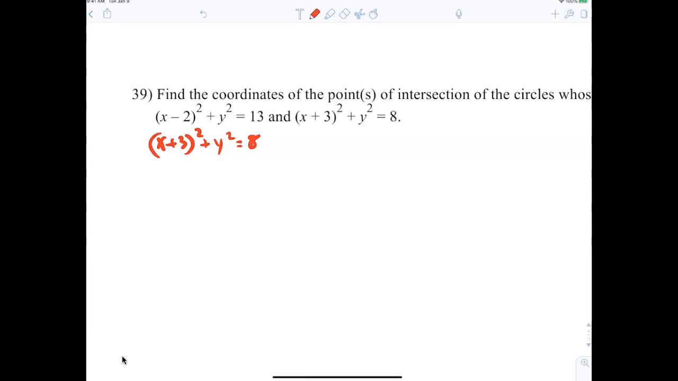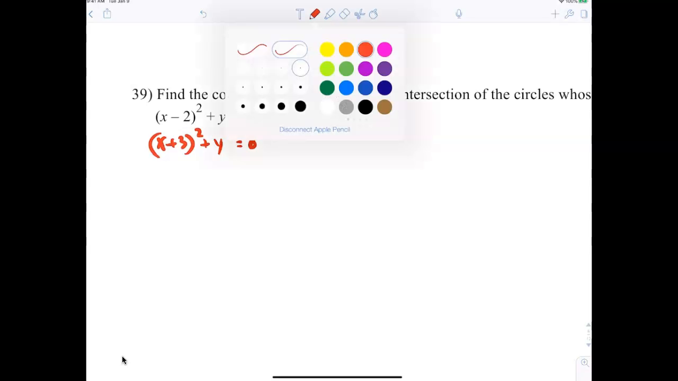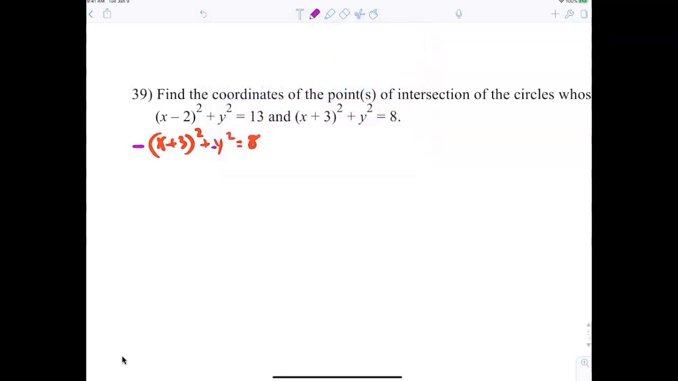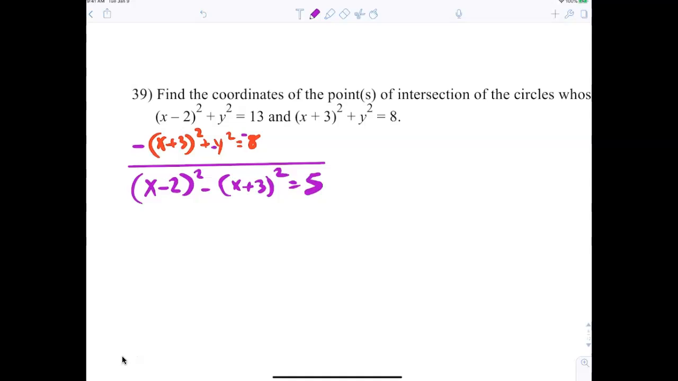I have to eliminate a variable, correct? The easiest variable to eliminate is the y squared. You agree? Now what am I going to do? I'm just going to distribute a negative here. Now when I add them, what happens to the y squareds? They cancel out. So I end up with (x minus 2) squared minus (x plus 3) squared equals 5. I don't think that's hard. Everybody good with that math?